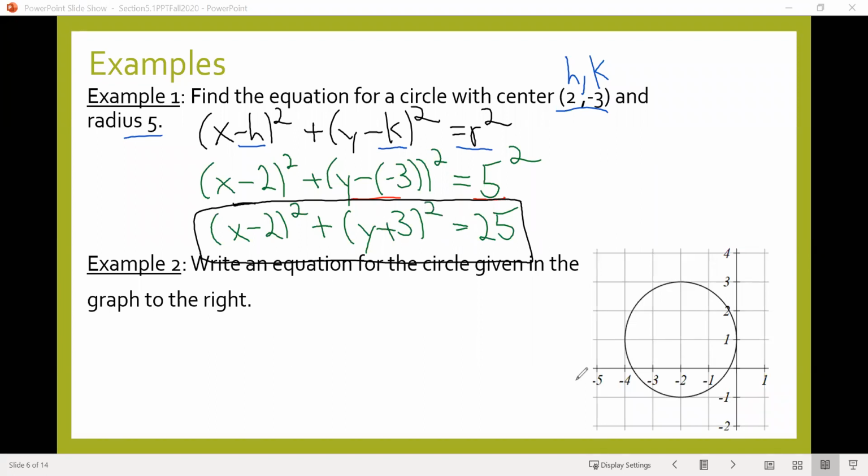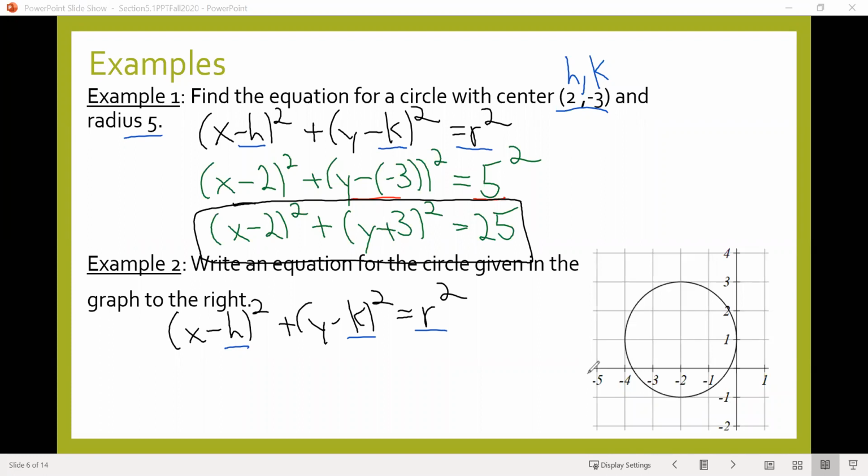Okay, let's look at the second one here. We're asked to write an equation for the circle given in the graph to the right. So we have a circle here. We need to write the equation now. So recall, again, we'll use this (x - h)² + (y - k)² = r². And again, we need to identify the values for h, k, and r.